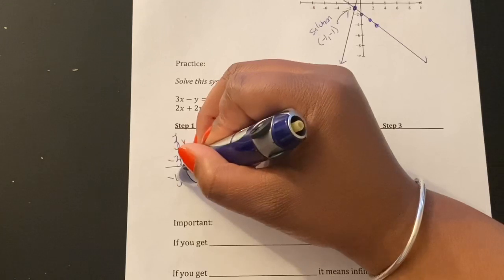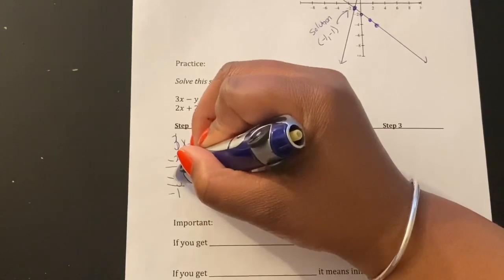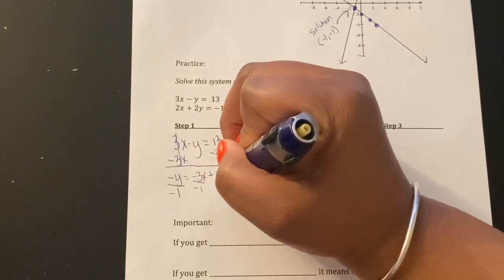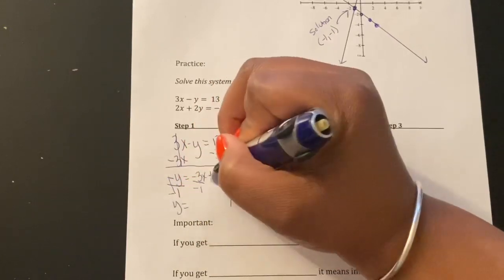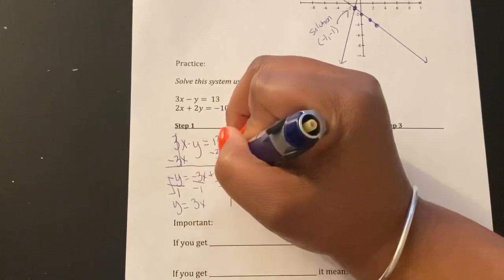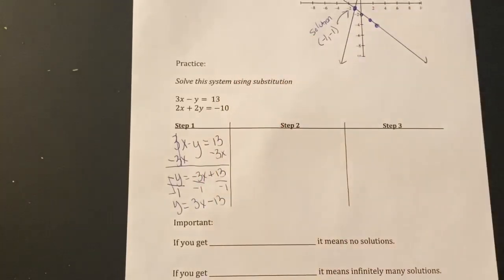Well, negative y is not y. I want to get rid of this negative. So I'm going to divide by negative 1 because that's all there is. There is negative 1. That means I have to divide everything by negative 1. And I get y is equal to negative 3x divided by negative 1 is just positive 3x. And then 13 divided by negative 1 is negative 13. So that's my first step. I just solved one of them for y.